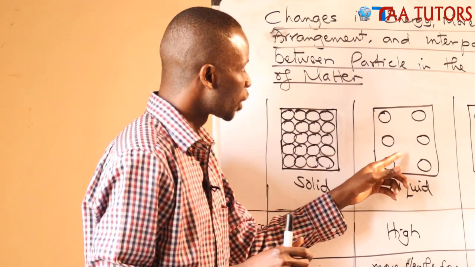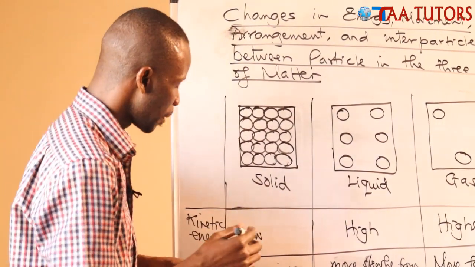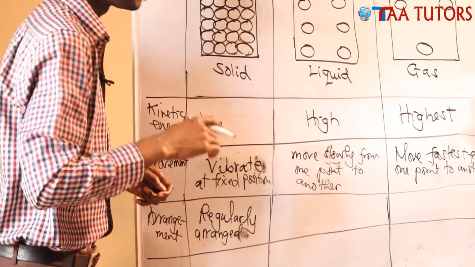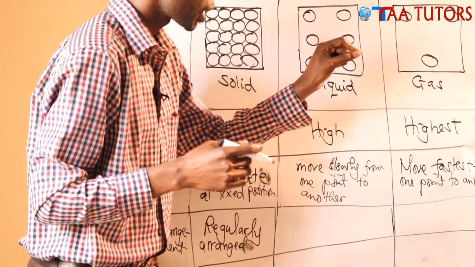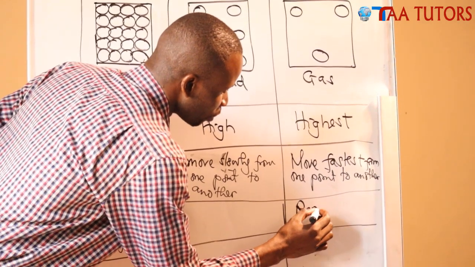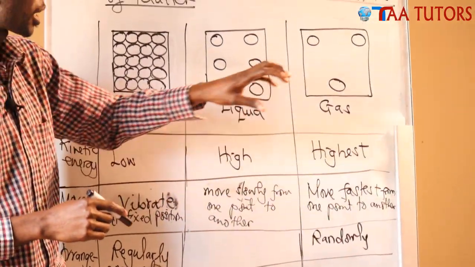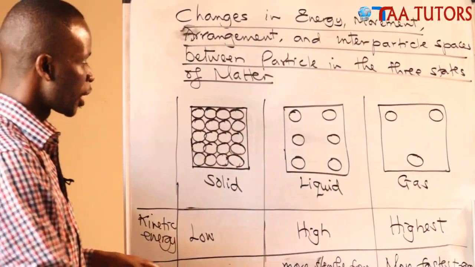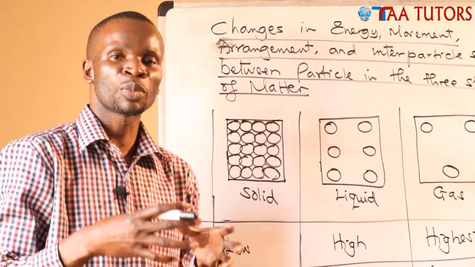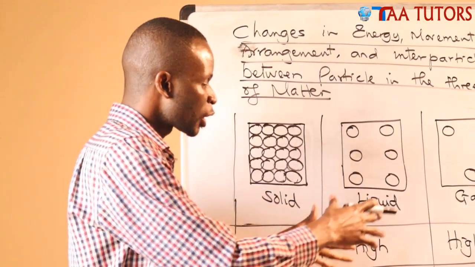When we come to the liquid state, let me go to gas first. Gas is not regularly arranged at all. So we can talk about randomly arranged. The particles in gas state are randomly arranged. These ones are regularly arranged. Then liquid state is somewhere in the middle, but we can always say that they are also randomly arranged. Now we can compare: this is less randomly arranged, this is much more randomly arranged.